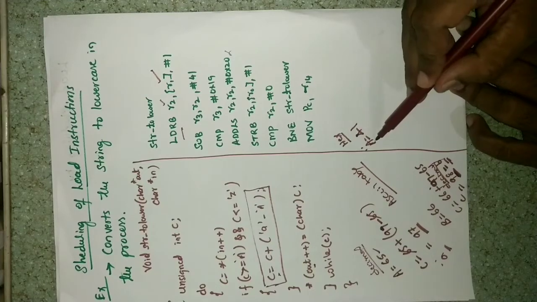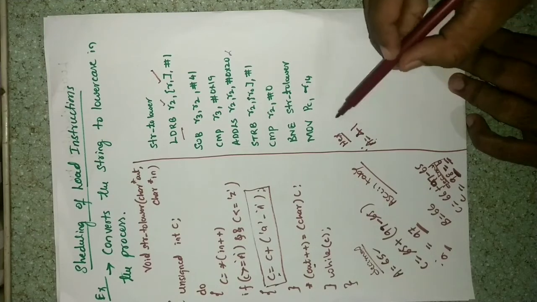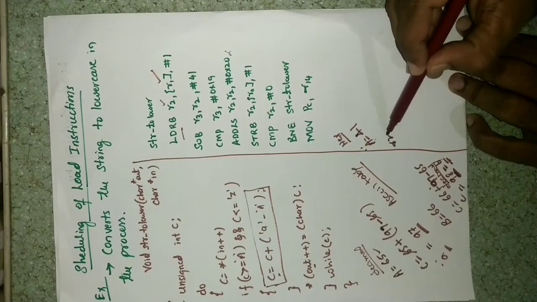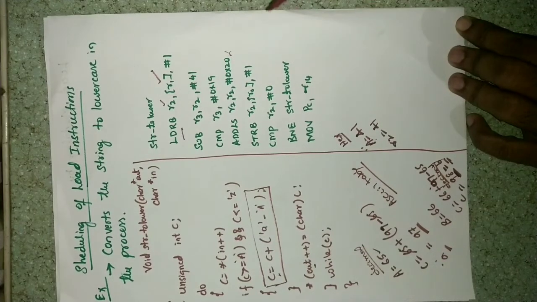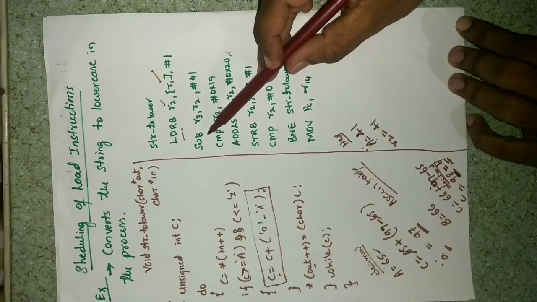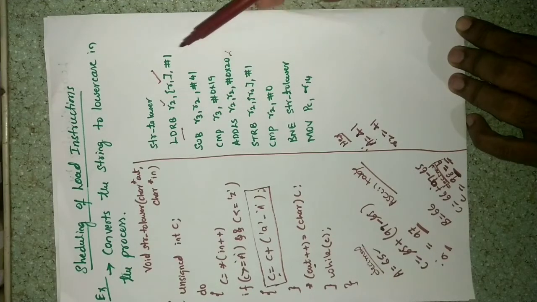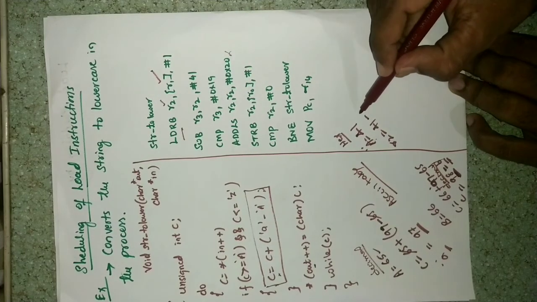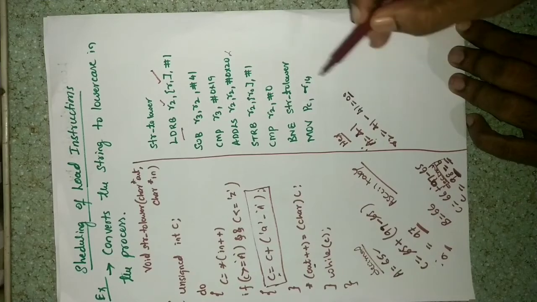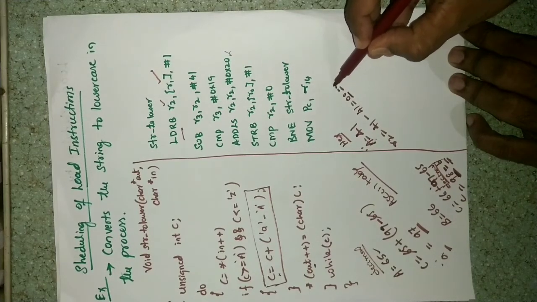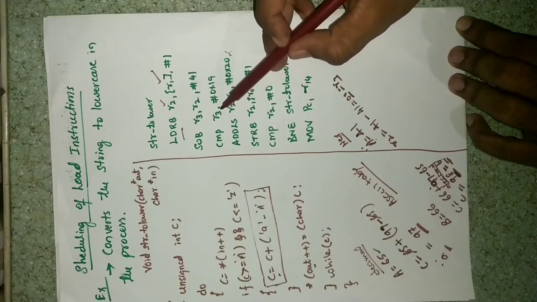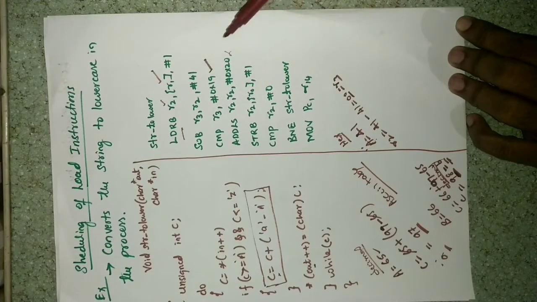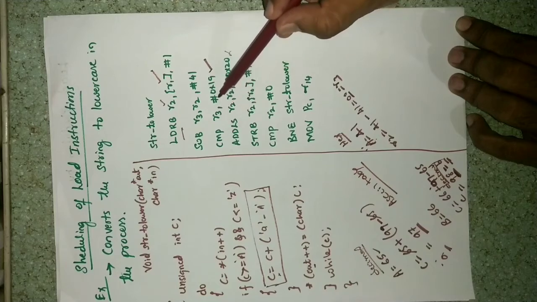Let's take A equal to 41. The register R2 is equal to 41, it is loaded, and then the memory address is incremented by 1, a post-increment. Next, subtraction takes place: R2 minus 41 is equal to 0, and it is stored in register R3. Then comparison: compare R3 with the immediate data 19.